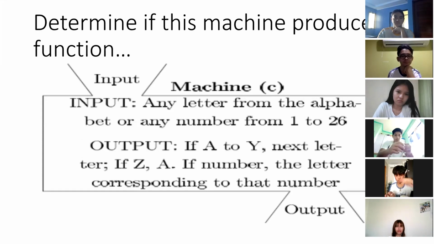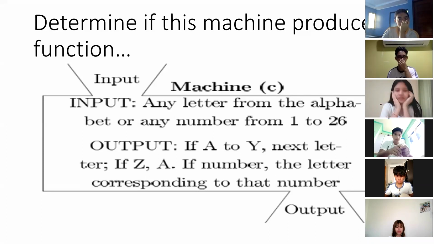Machine C is also a function, since all the numbers between 1 to 26 will generate a unique value of your y, which is from letter A to letter Z in the alphabet, corresponding to the number. So if it's 1, what would be the partner to 1? It's a unique letter in the alphabet. So machine C is a function, okay?